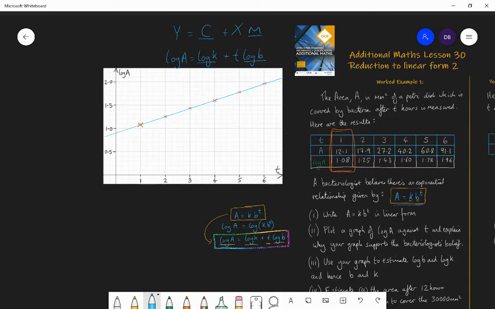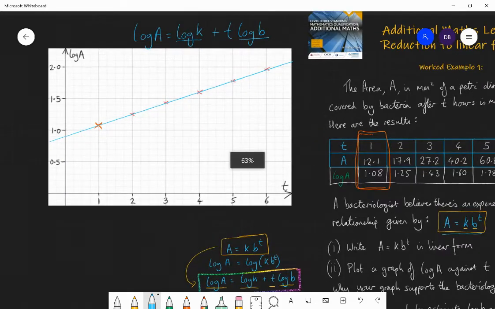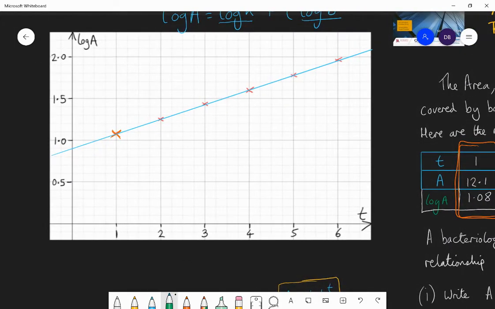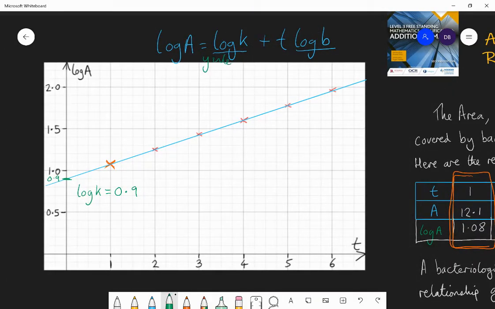So if I know the y-intercept of my straight line, that will be what log k is equal to. If I know the gradient of this straight line, that will be what log b is equal to. So all I need to do is find the y-intercept and the gradient, and I've got log k and log b. And then I can work out k and b. So let's do a little bit of work on the graph. My y-intercept looks like it's about 0.9. So that means log k must be 0.9, since log k was our y-intercept.